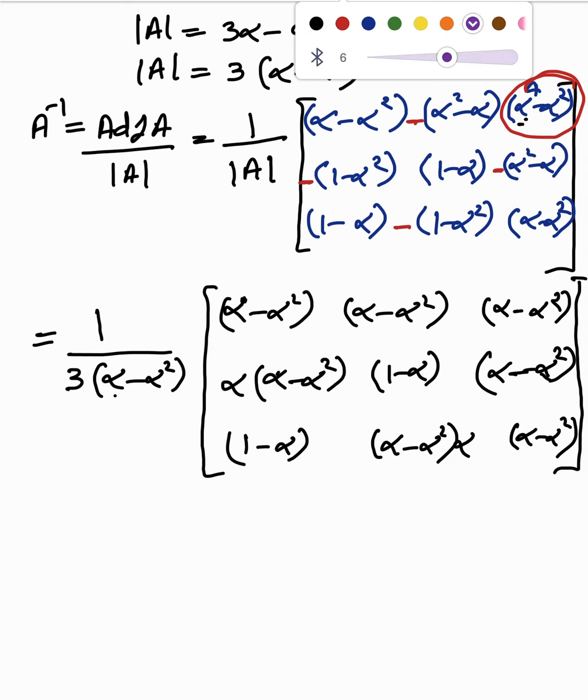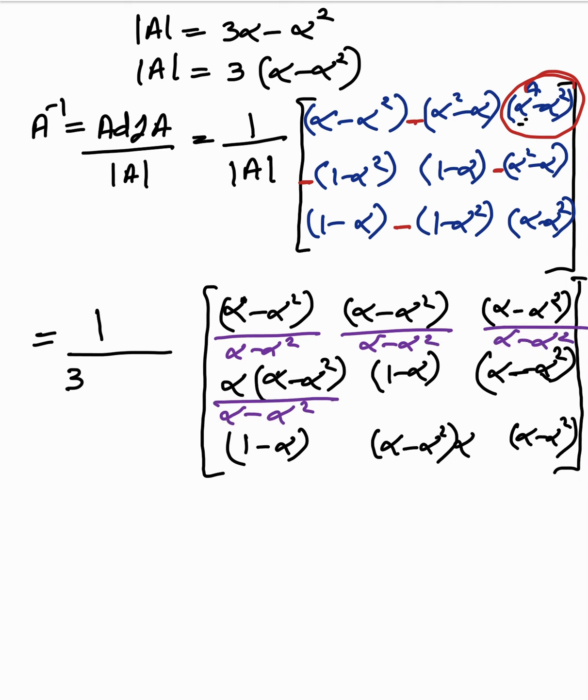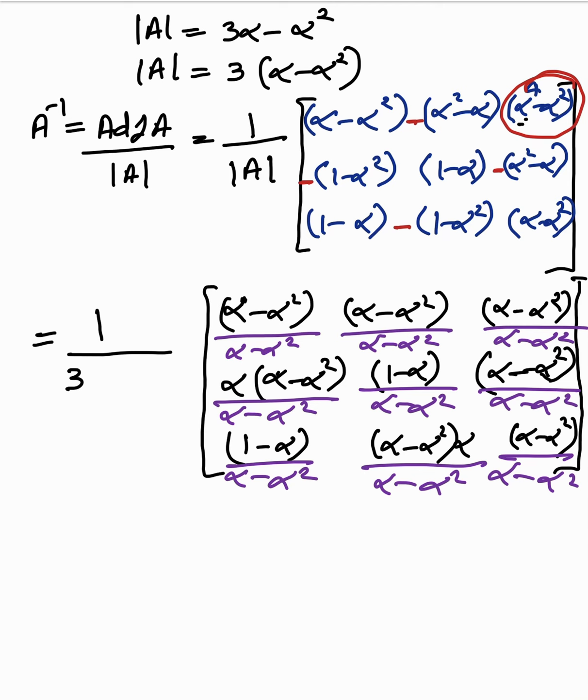Now we can take this parameter alpha minus alpha square inside. So take this alpha minus alpha square for each term. Okay, so cancel out all these values, this cancels out, this cancels out, and this one is also canceled out. Here this cancels out, this cancels, alpha is left.